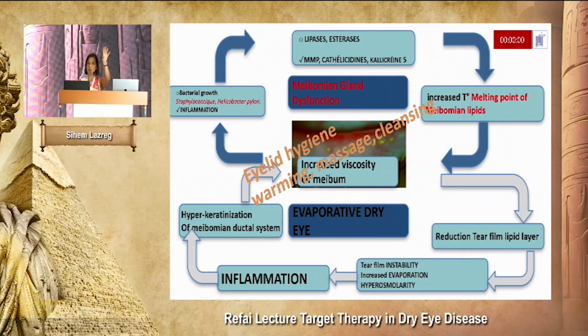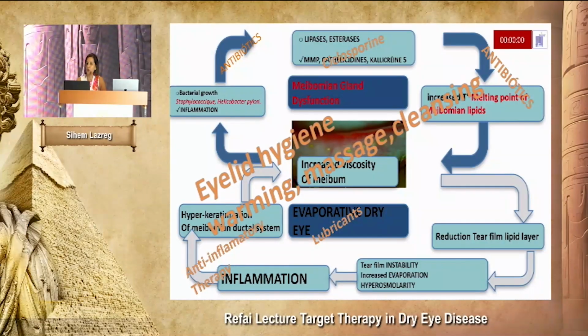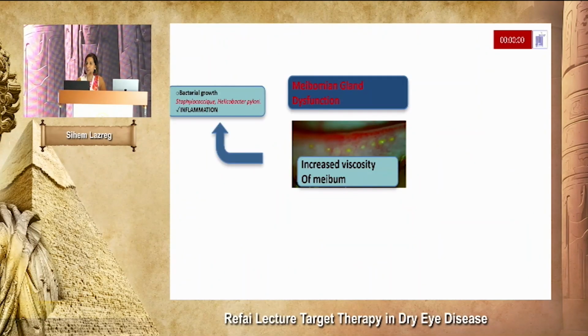The first line treatment is the eyelid hygiene, whatever way you do it. Then the lubricant for the evaporative dry eye, antibiotics for this release of bacteria and the lipases and esterases, anti-inflammatory drugs, and as I told you, hygiene is the first step.